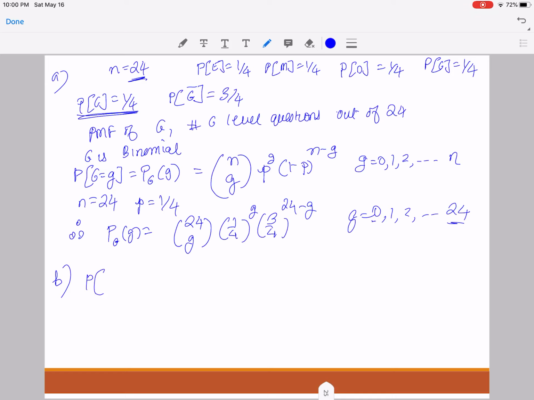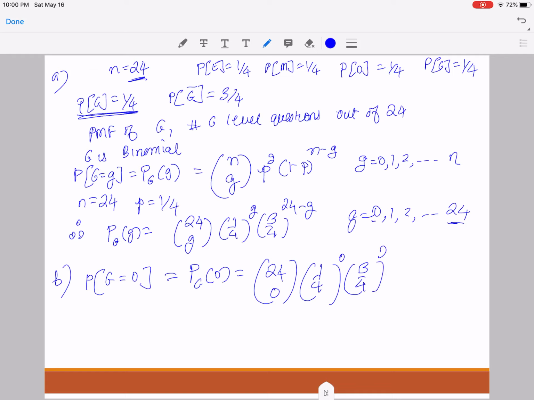So we need to find the probability that G is equal to 0. None of them are G level difficulty questions. So all I need to do is just plug in the value of G as 0 in my PMF equation, and that will give me the probability of G as follows. So that's the probability of 0 G level questions. It's perfectly acceptable to leave your answer in this format. So that's the application of a binomial random variable.